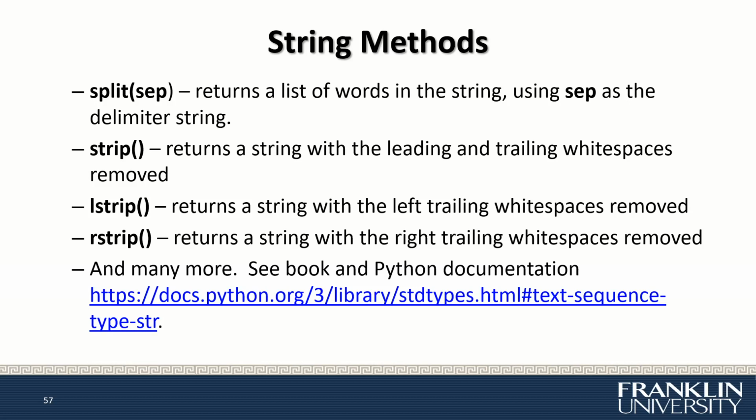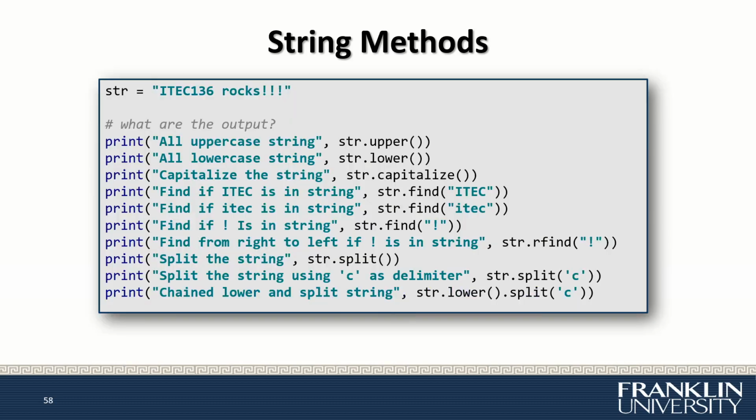Lstrip, it will return a string with the left leading spaces removed. And rstrip, it will return a string with the right trailing spaces removed. There may be a couple dozen more string methods, and you can look at the Python 3 documentation for more information. So let's look at some of these examples here.